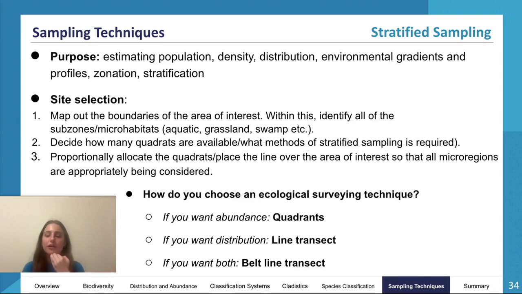If your goal is distribution or observing how they change relative to the environment, a line transect is really perfect for that. It shows you what's happening across your site. But there are some cases where you might want both distribution and abundance, in which case it's best to go for the belt transect. This method basically combines the strengths of both, and in turn it gives you the numbers by telling you how organisms are distributed across different zones.